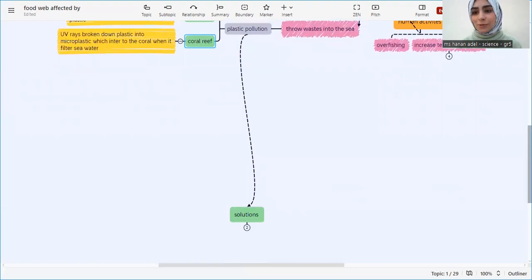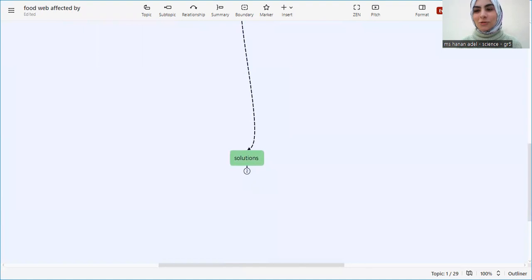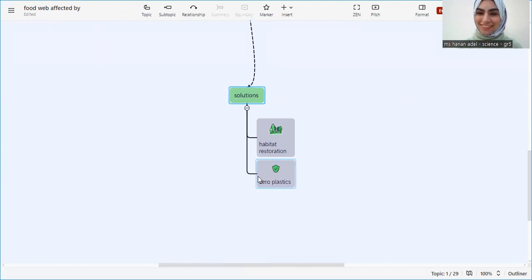Now we know that we are so bad. So how can we solve what we did here? We can solve it in 2 ways. I prefer the second one. We can solve it if we harm any ecosystem, like for example, we destroy a coral reef or something.